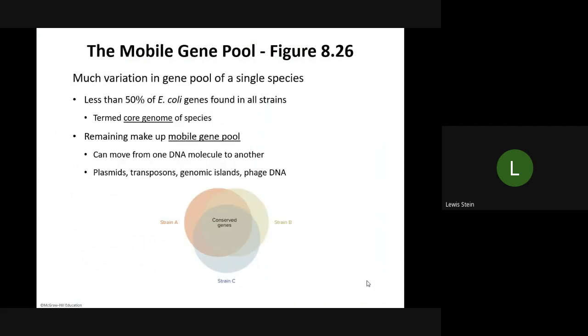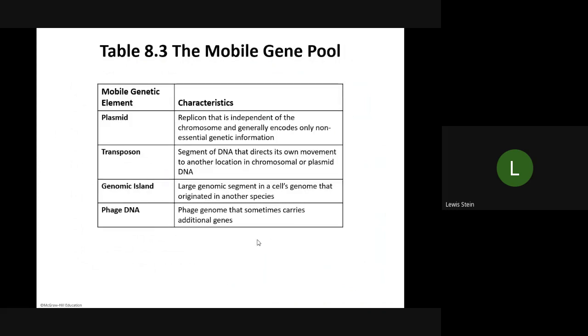And collectively, all of these fragments that move have a name that you probably should remember. They're called the mobile gene pool. So much of the variation in the gene pool of a single species comes from this. If you look at E. coli, less than half of the E. coli genes are found in all strains. That's the core genome. That's what makes E. coli E. coli. Everything else has come from plasmids, and we're going to look at transposons and other fragments of DNA called genetic islands, genomic islands, or DNA from viruses, phage DNA. So it's a relatively limited amount that's there.